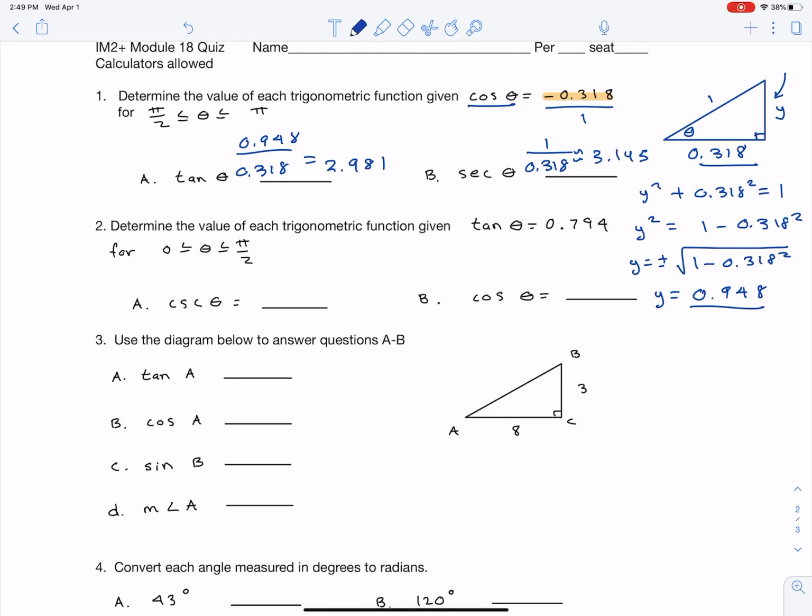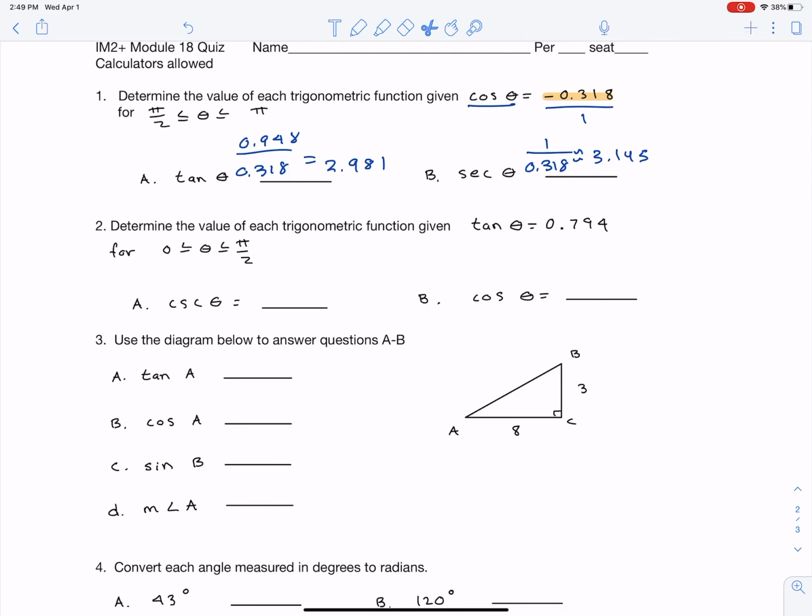Okay, that's going to be the idea for the first couple. So let's keep on going here. And again, if you're having difficulty, what you should do is stop the video here and repeat the process of what I did in problem number 1. So let's go through number 2.